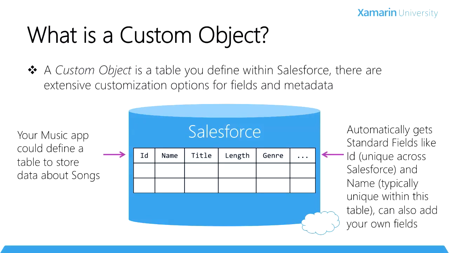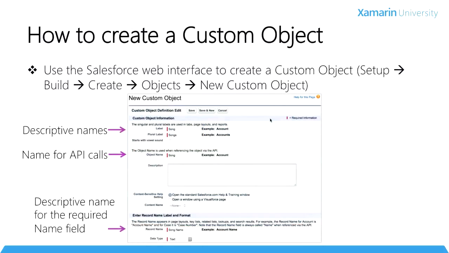So how do we create these custom objects? To create a custom object, we're going to make use of the Salesforce web interface, which has this really user-friendly page to let you create a custom object. And you'll notice here on the slide all the metadata that we can set. For instance, the label and plural label are descriptive names that are used for display in the web interface. The object name is the formal name of this table and is used in API calls. The record name is a description name for the name field. The record name will be used in the web interface, while name is used in API calls.